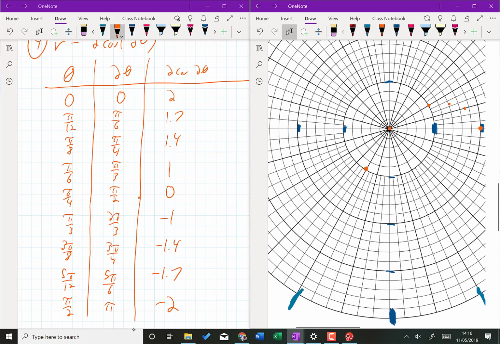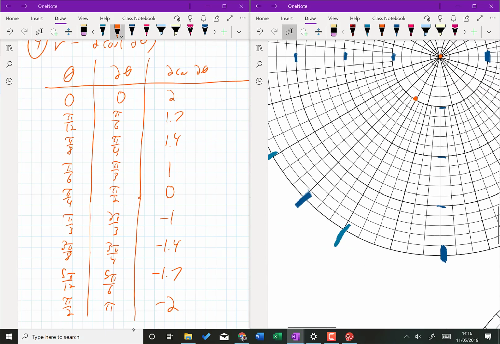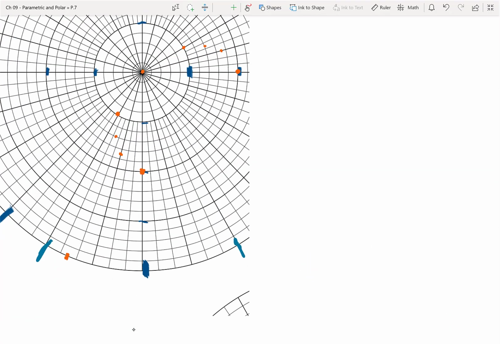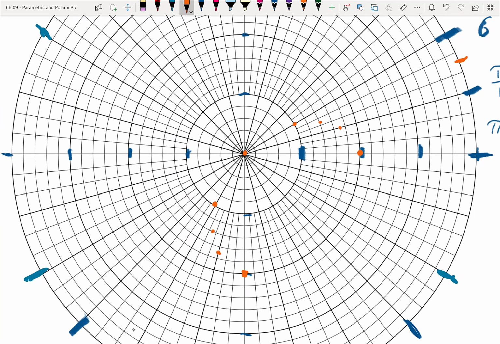And then 3 pi over 8, well, 3 pi over 8 is halfway between pi over 3 and pi over 2. It should be right here, where I'm trying to aim for. If we keep the patterns going, that's where it was. So 1.4 would be right here. Then 1.7, and then negative 2. Okay, I'm going to zoom out and get this going. So the fun part is going to be sketching this.